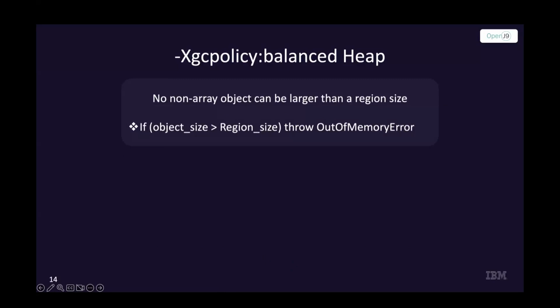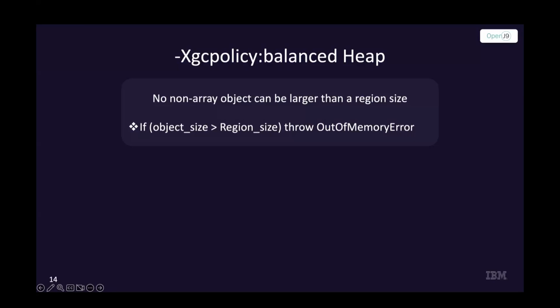So with balanced heap, no non-array object can be larger than a region. So if the object size is greater than the region size, we're going to throw an out of memory error. And this is quite rare. And that's because even if, let's say, you had a tiny 16 megabyte heap, we will have a minimum region size of 8 kilobytes. And with 8 kilobyte regions, even if you're running with full references, so 8 bytes per reference, we would only throw an out of memory error if the object had over 1,000 reference fields. So this is why in practice, we're not really worried about this case.